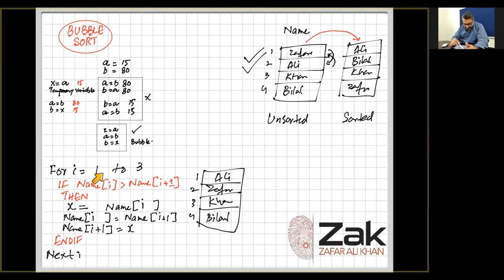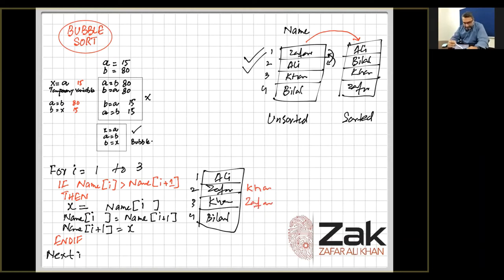It is checking if name one is greater than name two. Is Ali greater than Zafar? No, it is not. So it will go down to end if. Next I will become two. Now it is checking if name two is greater than name three. If Zafar is greater than Khan, yes. Then Khan will come up and Zafar will go down. The rest two remain the same.